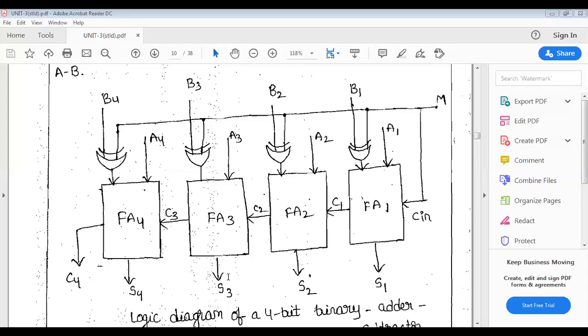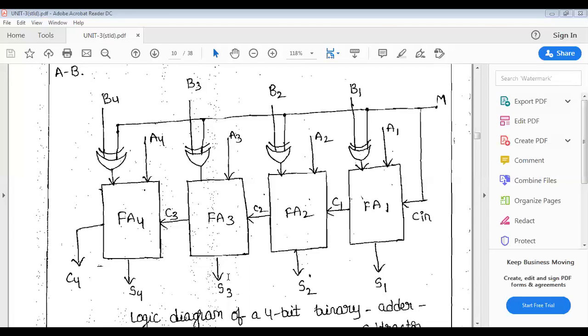Now coming to perform the subtraction operation by using the circuit, the mode operation is M is equal to 1. When M is equal to 1, that M value is connected to all the exclusive OR gates as the second input. One of the inputs is from the B values, that is B1, B2, B3 and B4.